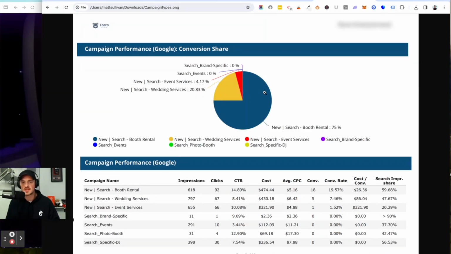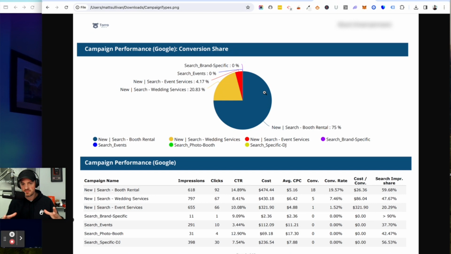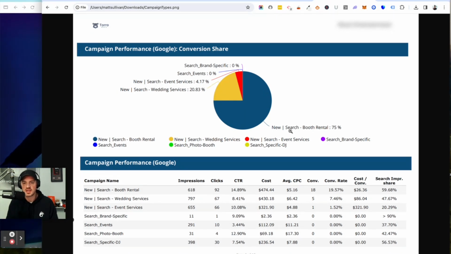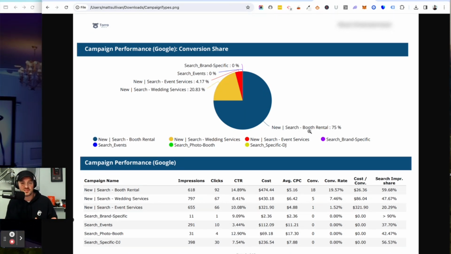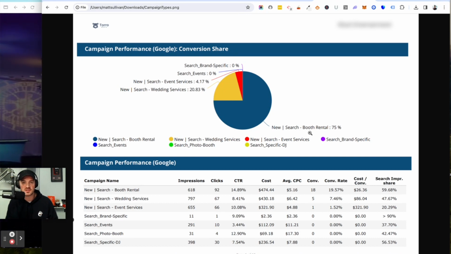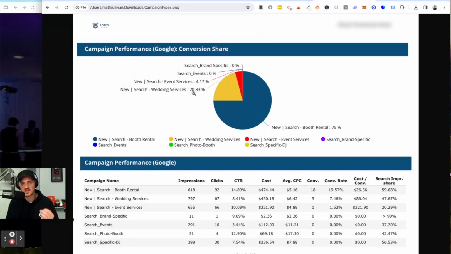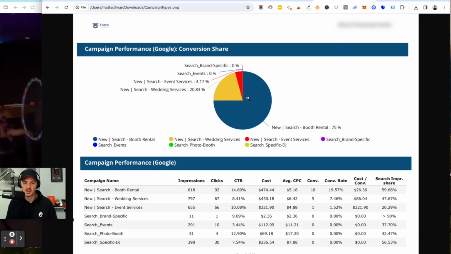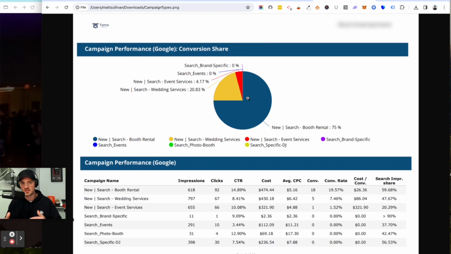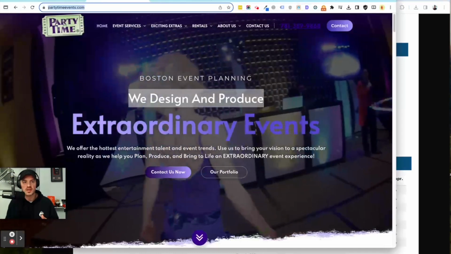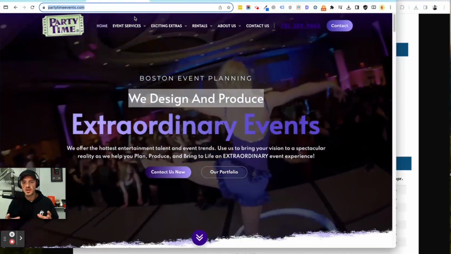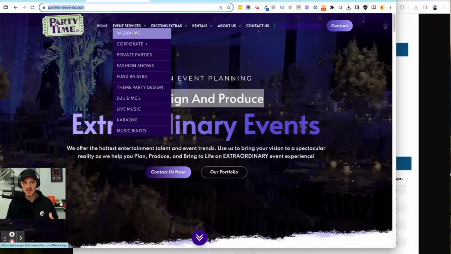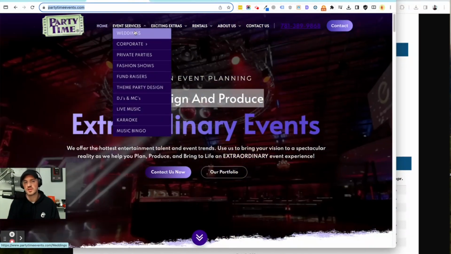And when we break down the conversion share in a circle chart like this, 75% came from rentals, right? People inquiring about booth rentals, things like that. 20%, just a little over that, was on wedding services, event services was after that, and so on and so forth. But depending on what you want to be found for and how you divvy up that pie of what's most profitable to the business, that changes how we shift the ad spend with a campaign like that.